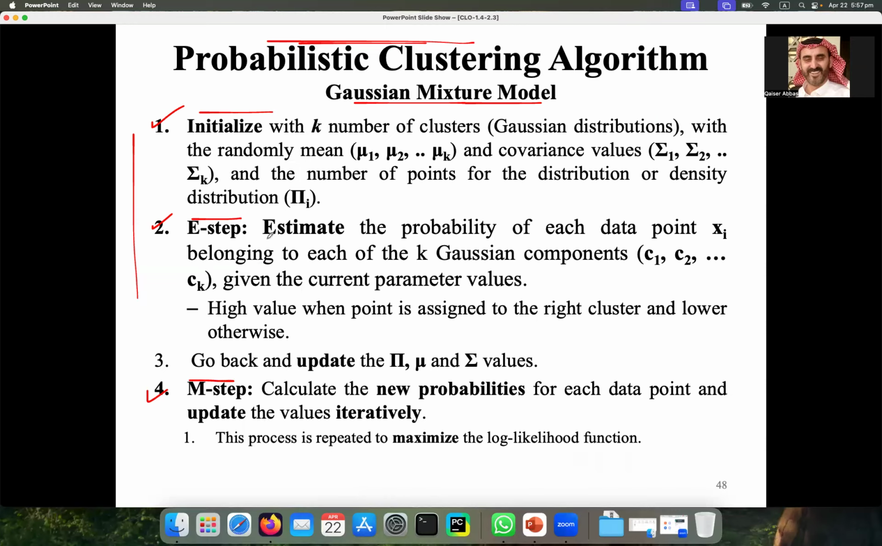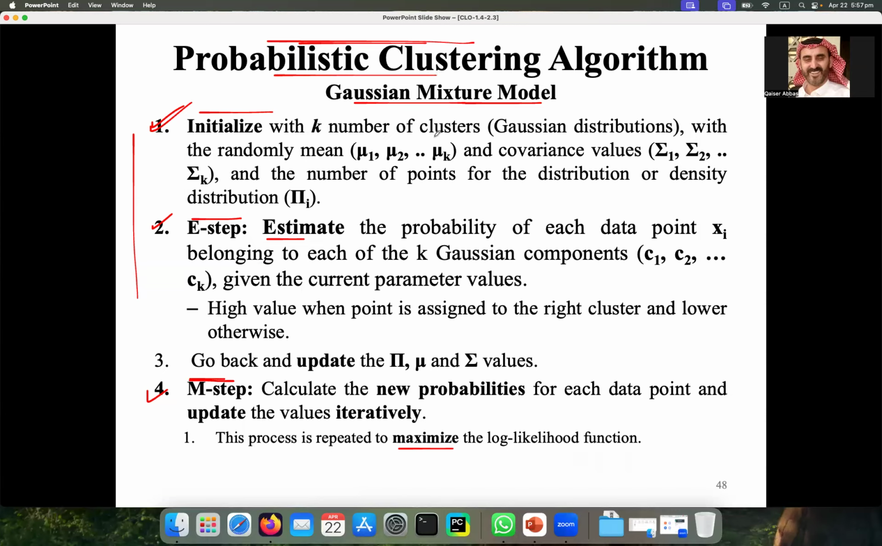Normally, when you have the word estimation, that means you are going to calculate the probability here. And when the word is maximization, here you are going to maximize the likelihood, maximize the probability, maximize the log probability. Anyhow, let's see that. What is the initialization of this algorithm?